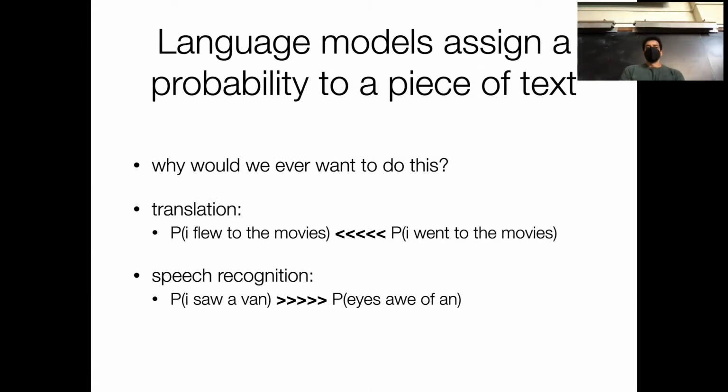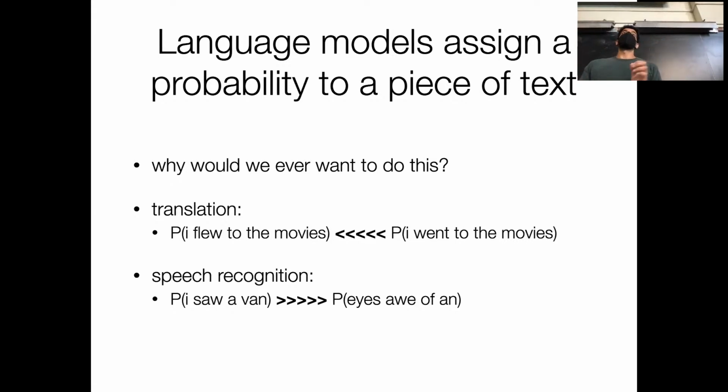All right, so in this formulation, language models assign a probability to a piece of text. So this is one of your homework questions. Why would we ever want to assign a probability to a piece of text? One important use case is in machine translation, right? So maybe I have two competing translations from the same source sentence. I flew to the movies and I went to the movies. And my translation model is kind of confused between these two. It assigns an equal probability to both of them.